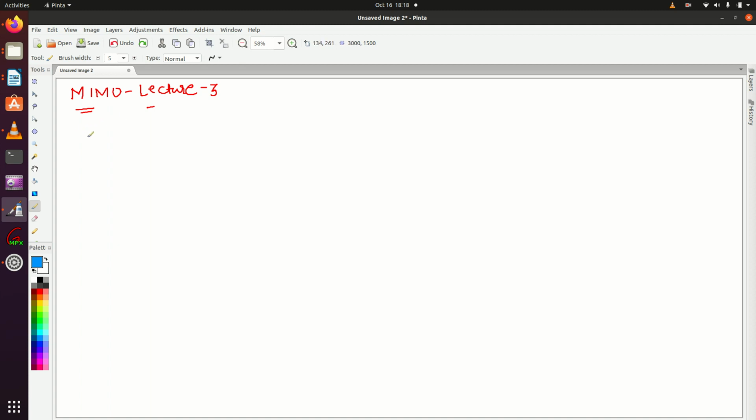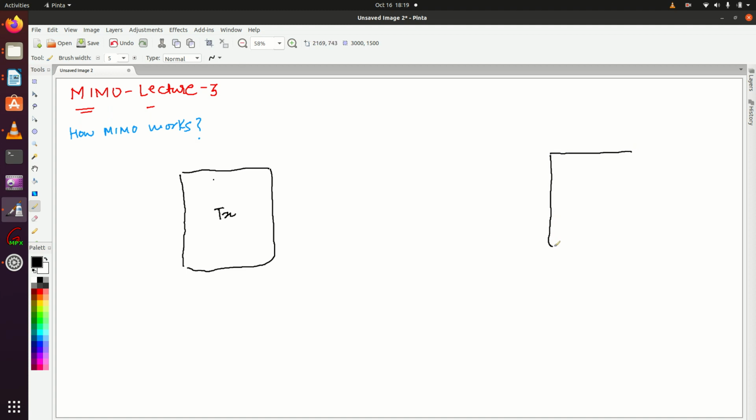But how does MIMO work? We are going to discuss this. For that, let's consider a TX unit. This is my TX unit, the transmitter unit, and this is my RX unit, the receiver unit. We are going to discuss 2x2 MIMO.